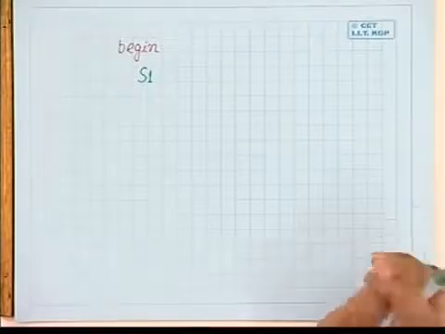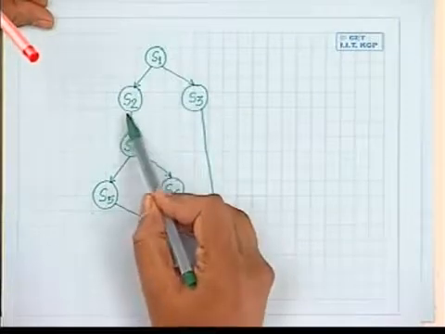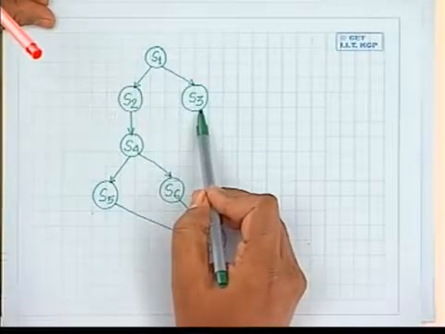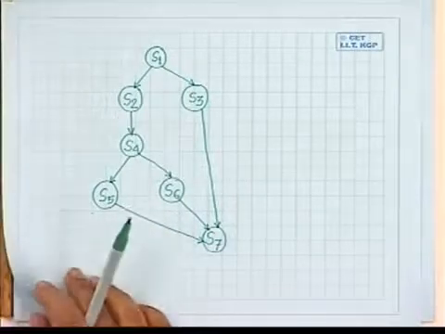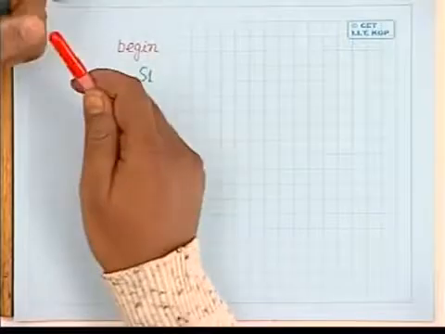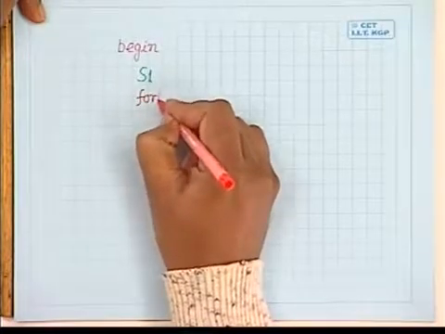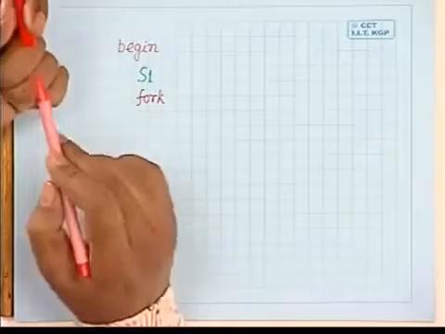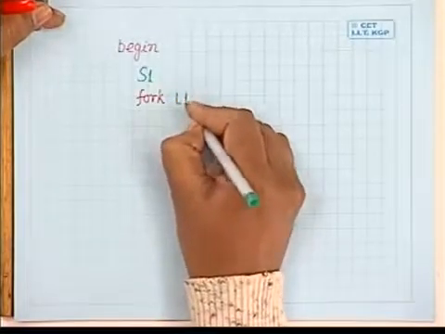After S1 is completed, I can create two processes. One process will execute S2, the other process will execute S3. That means I have to have a system call for creation of a new process. So the system call that we will assume is a fork system call, for creation of a process. And the fork system call has to work with a label. So I'll say fork L1.